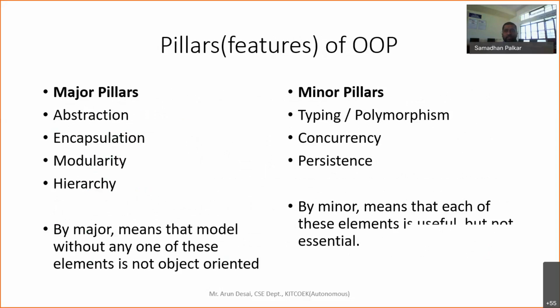If anyone has anything that is not understood, just let me know. We have gone through abstraction, briefly through encapsulation, then modularity, hierarchy, typing, or you can say polymorphism, concurrency, persistence, message passing, and then dynamic binding. All things are covered. If anyone has any query, just let me know. PPT is also there.